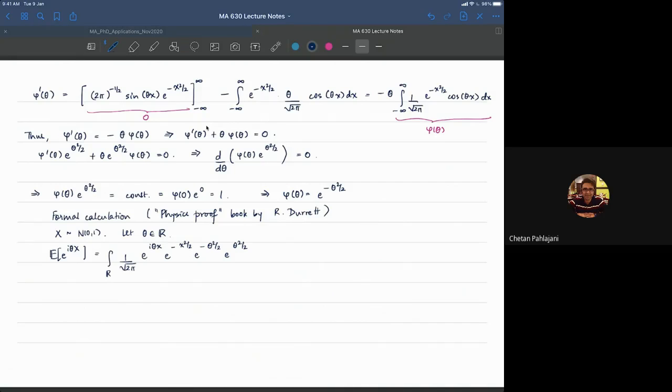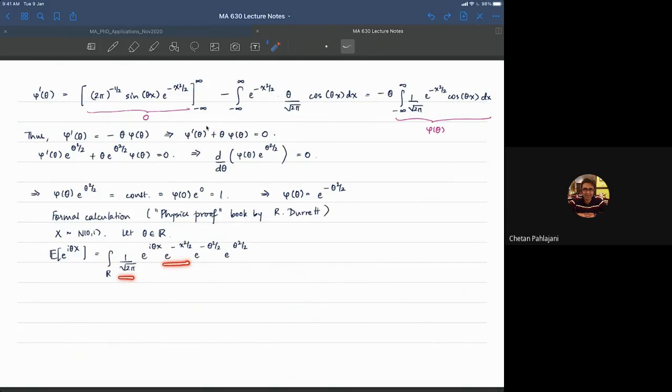One second, why am I getting something that looks funny here? Have I done this correctly? I think I have the expectation of e to the i theta x is the integral over R of 1 over root 2 pi. Okay, so I'll have 1 over root 2 pi e to the minus x squared over 2.